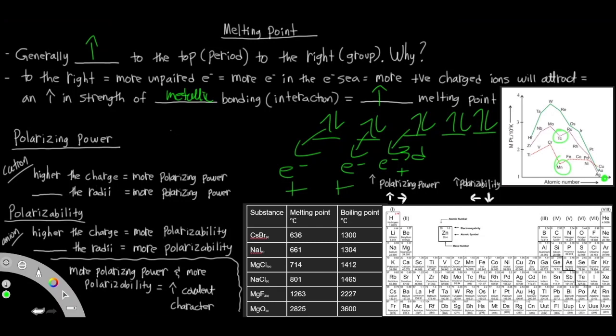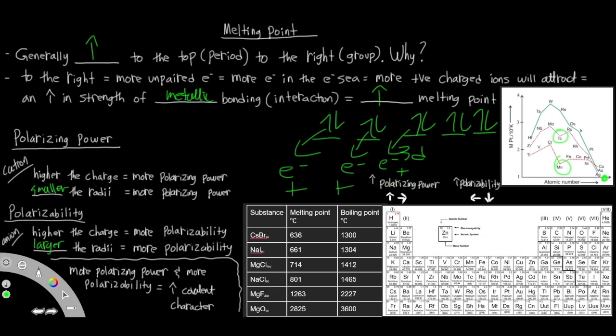If we look at polarizing power, the higher the charge, the more polarizing power. For the cation, also, the smaller the radius, the more polarizing power. For an anion, we look at polarizability. The higher the charge, the more polarizability. But in contrast, for this one, the larger the radius, the more polarizability. So more polarizing power and more polarizability is more covalent. So the opposite will be true for ionic. It has to be less polarizing power and less polarizability.